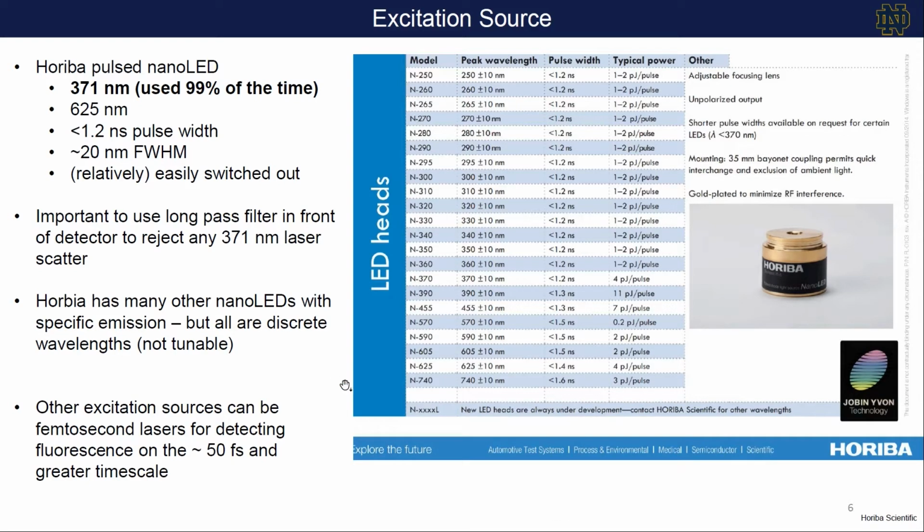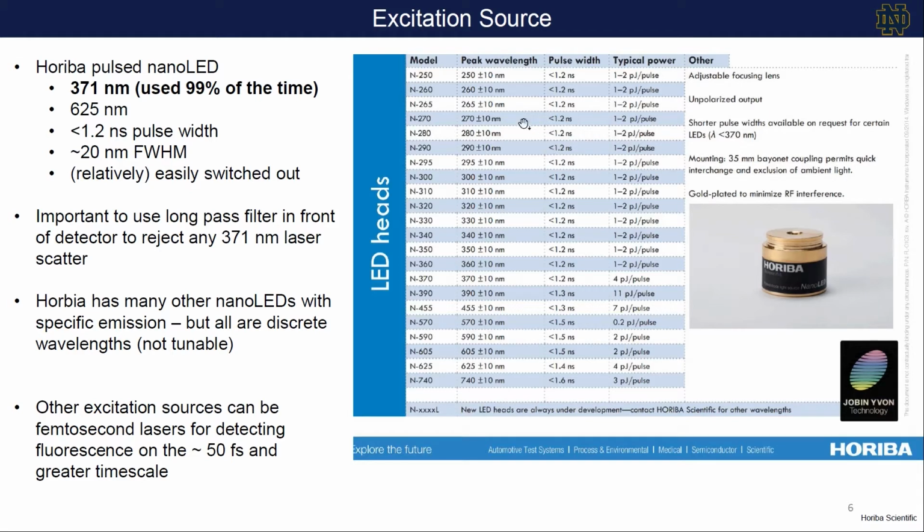So again, in our lab for our system, we're using these Horiba Pulse nano LED lasers. Now, typically what we normally use in our lab is the 371 nanometer excitation. And the reason why we use this is for most of our materials, this is above bandgap excitation, since we're typically looking at semiconductor materials. So this is sufficient to excite electrons well above the bandgap, and then they'll go back down to the conduction band edge, and then they can fluoresce from there.